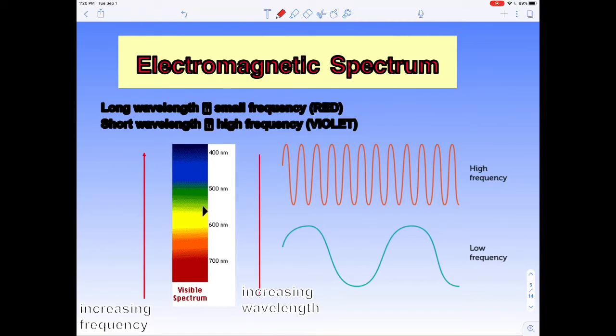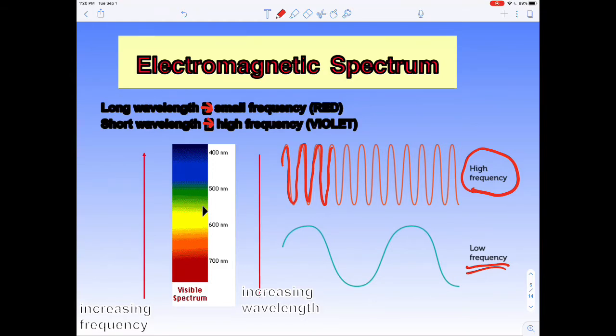The electromagnetic spectrum is made of many different kinds of waves, but in general, a long wavelength means a smaller frequency, and a short wavelength means high frequency. So what does high frequency look like? Just look at this wave on top. You can see that this wave has a high frequency. It goes through many different cycles. Versus low frequency, notice there are much fewer cycles.